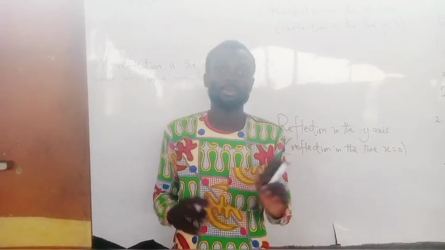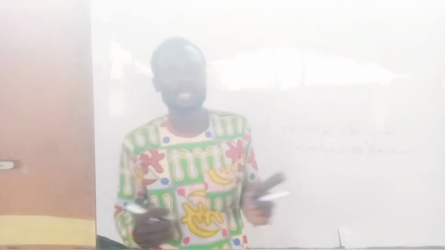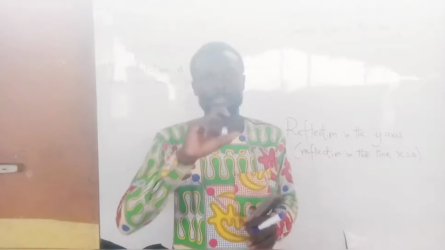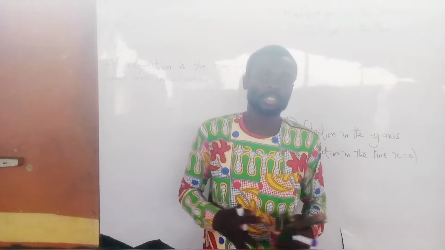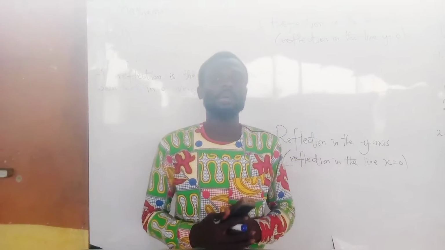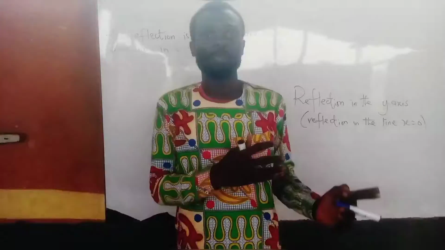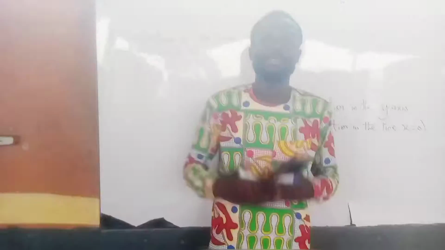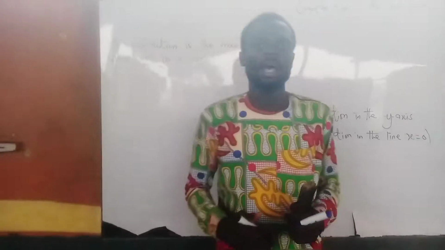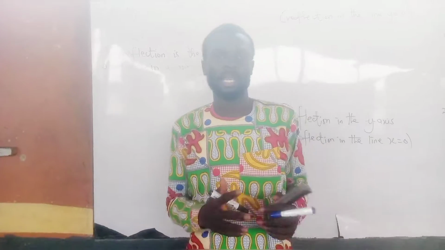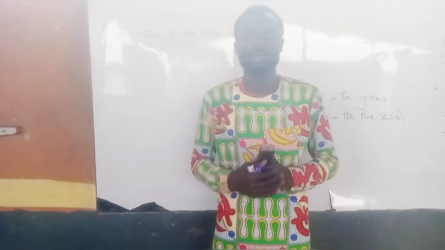Today we want to look at rigid motion. And under rigid motion, we want to look at reflection. Now, reflection here, we are coming to deal with the graph book and we'll be asked to plot points and also reflect them. So let's quickly go through what a reflection is and the forms or types of reflection that we have.